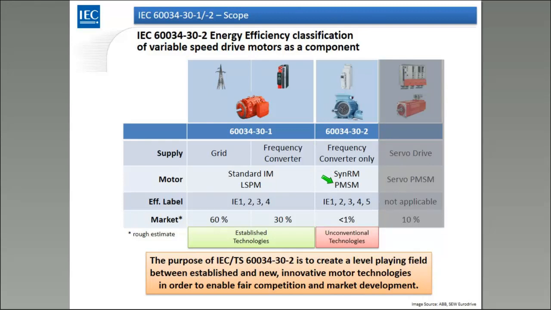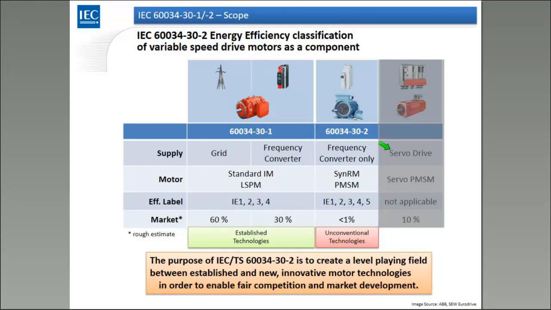If you look at the market, and that's only an estimation, of course, to give you a rough idea, I would estimate that probably 60% of the motors are still operated directly online. Probably 30-something percent are operated on a frequency converter, but are still rated for online operation. So this is probably 90% of the market or maybe even more, and this is all under 30-1.